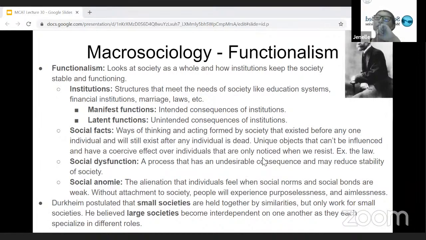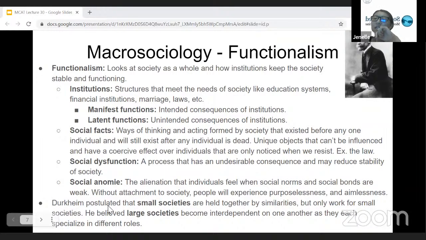So the example he uses is the law. And then he also defines social dysfunction as a process that has an undesirable consequence and may reduce stability of the society. Another common term that's associated with functionalism, particularly, is social anomie, which is the alienation that an individual feels when social norms and social bonds are weak. So he hypothesizes that without attachment to society, people will experience purposelessness and aimlessness, which is the social anomie feeling.